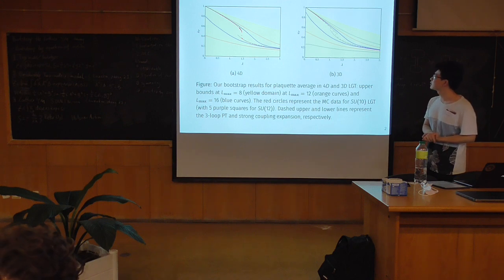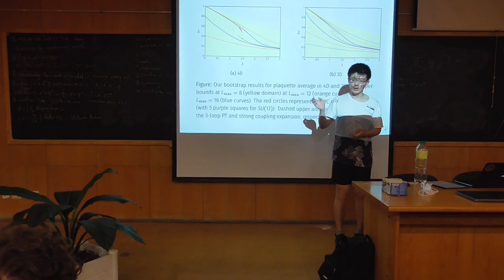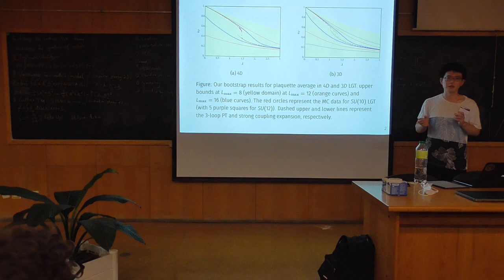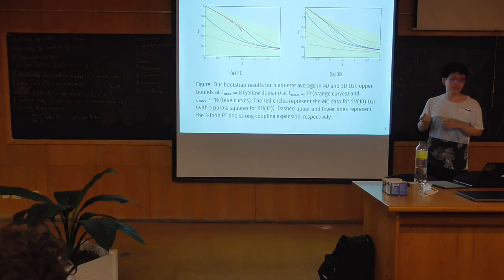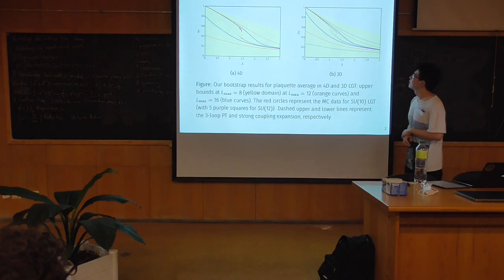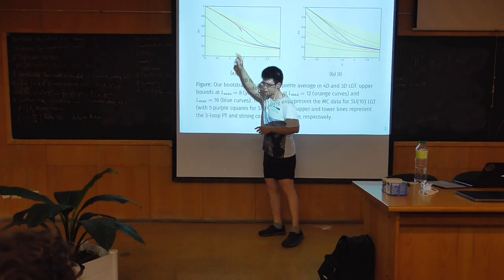So let's look at the 4D. Actually, we also have 2D results, but 2D, as is well known, is a solvable model. I think Gross, Witten, and Wadia solved it exactly. So it is an exactly solvable model. But for 3D and 4D, it is totally non-trivial. And in 4D, we notice that there is a first-order phase transition here.